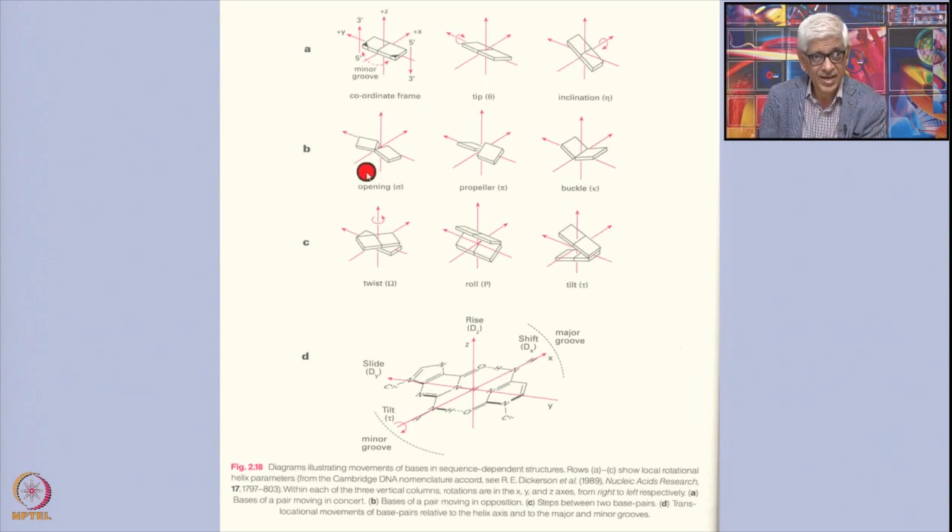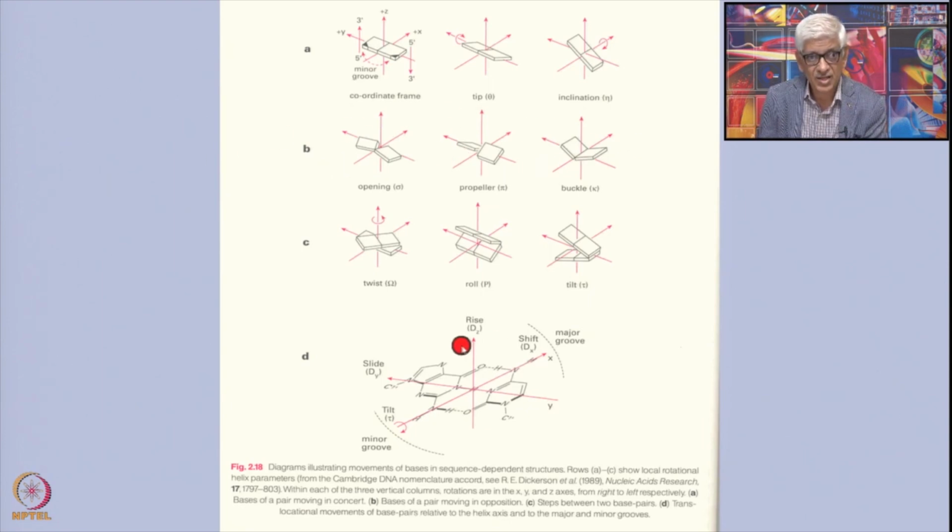Okay. So you can again describe this: there is an opening with respect to this axis, where the two bases are like this, or like this, or like this. So this is a different torsion, the parameter called kappa here, and these are labeled by different parameters. You can describe how the two bases within the same base pair are oriented with respect to each other.